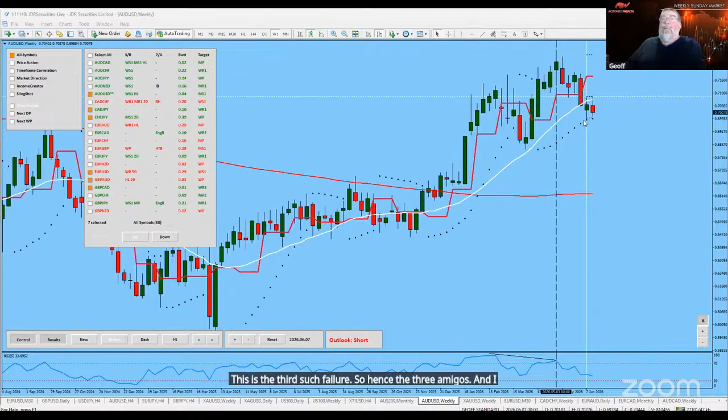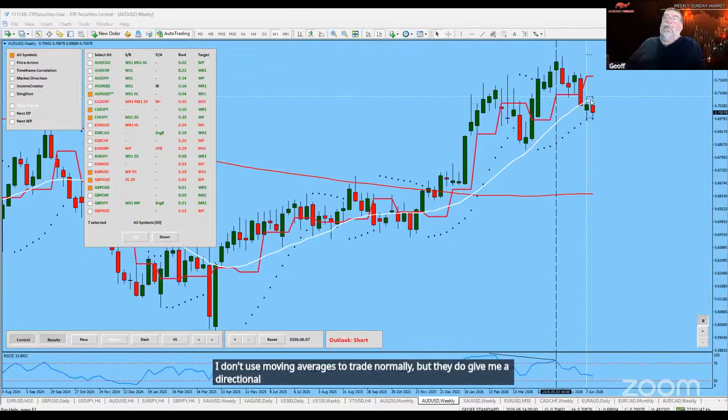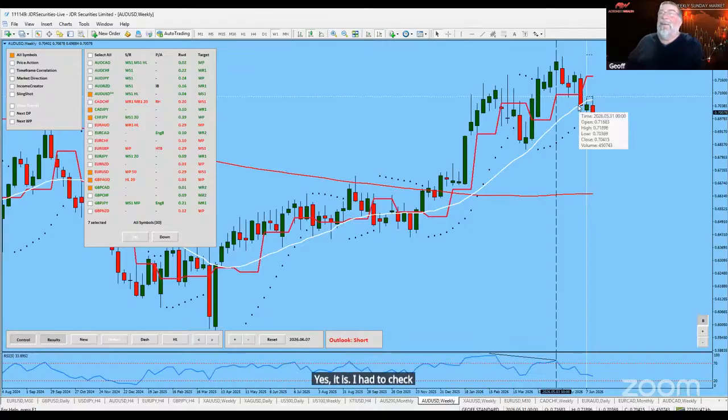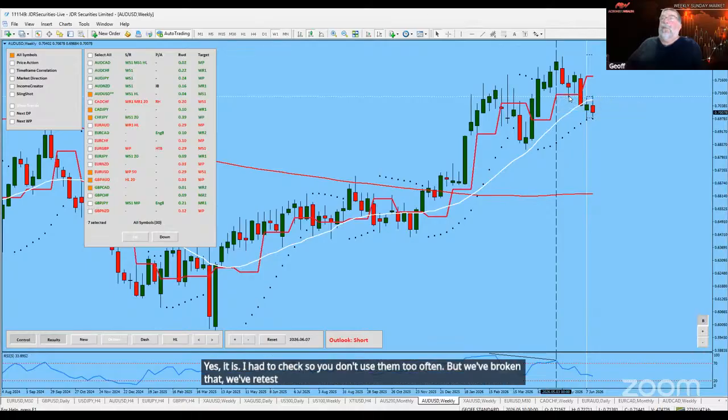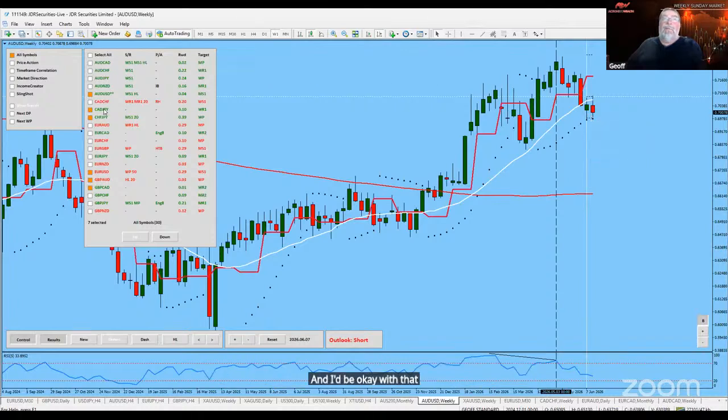I don't use moving averages to trade normally, but they do give me a directional bias. So I've got this, and this is the 21 moving average, I believe. Yes, it is. I had to check. See, I don't use them too often. But we've broken that, we've retested that. Similarly, last month's monthly pivot, and there is a resistance area through here as well. So that bias looks to be in place, and I'd be okay with that from a technical perspective.